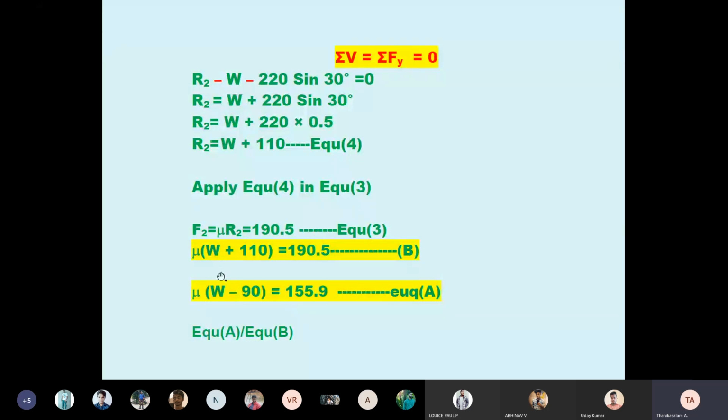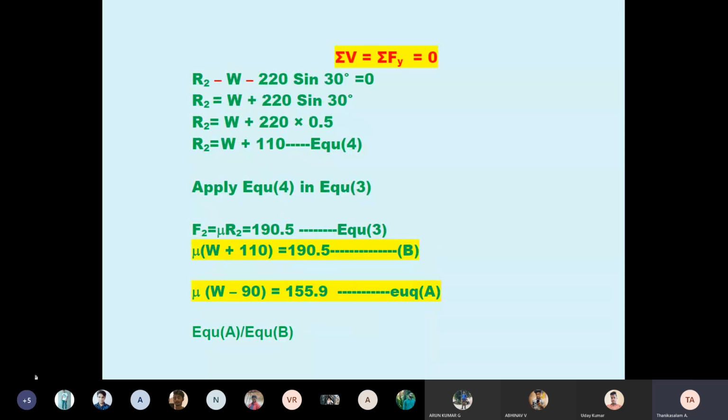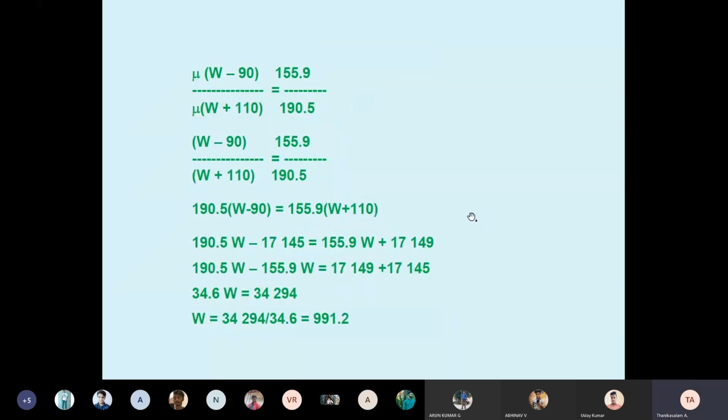What I am doing, we want mu W, no, that is our aim. So I am using equation A divided by equation B. Mu into (W minus 90) divided by mu into (W plus 110) equal to 155.9 divided by 190.5. So mu cancels. Then cross multiplication: 190.5 into (W minus 90) equal to 155.9 into (W plus 110).